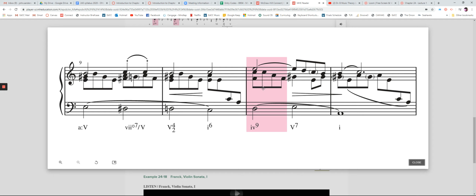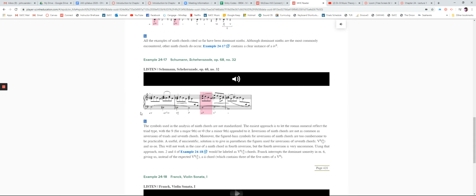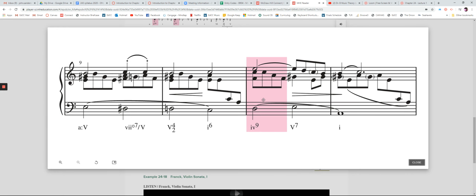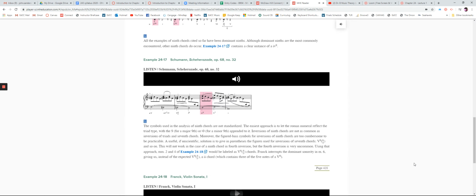Do you hear how jazzy that was? Very jazzy. And look at that voicing. That's a shell voicing. Root, third, seventh, ninth. Very jazzy. I want to hear it again. Hear the jazz in that chord. Example 24, 17. Very cool.